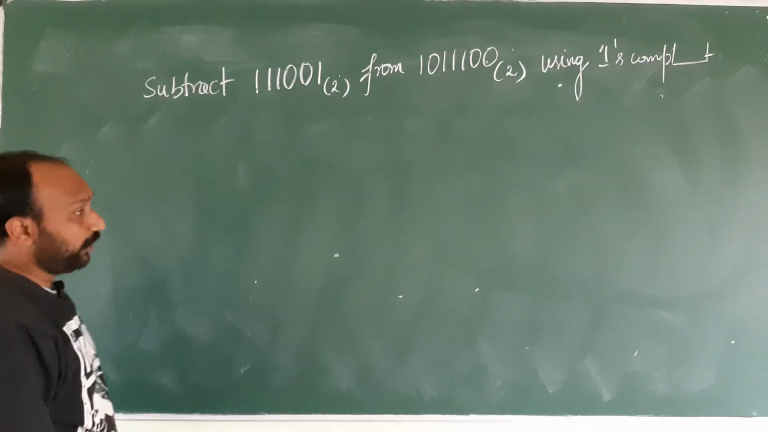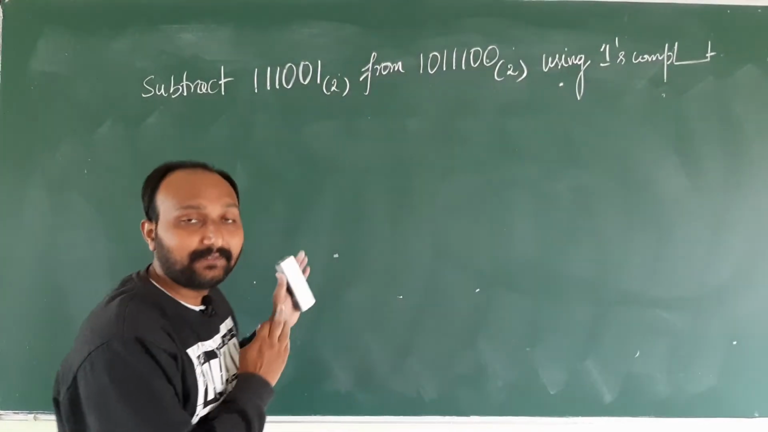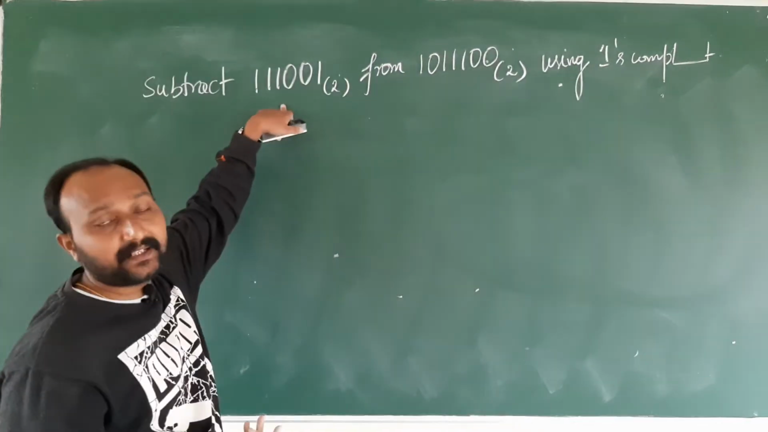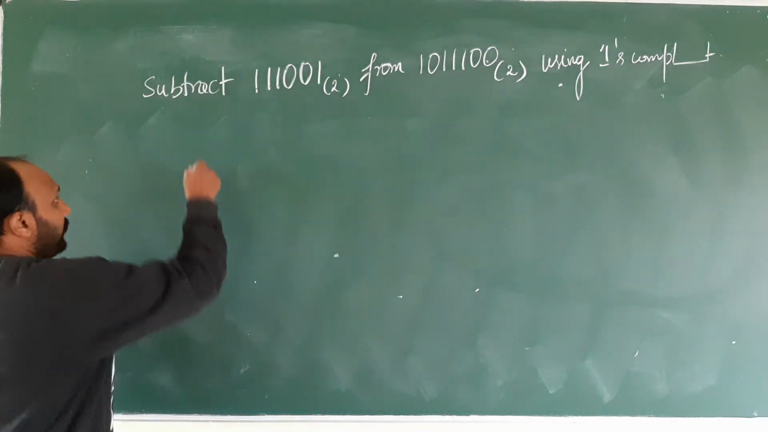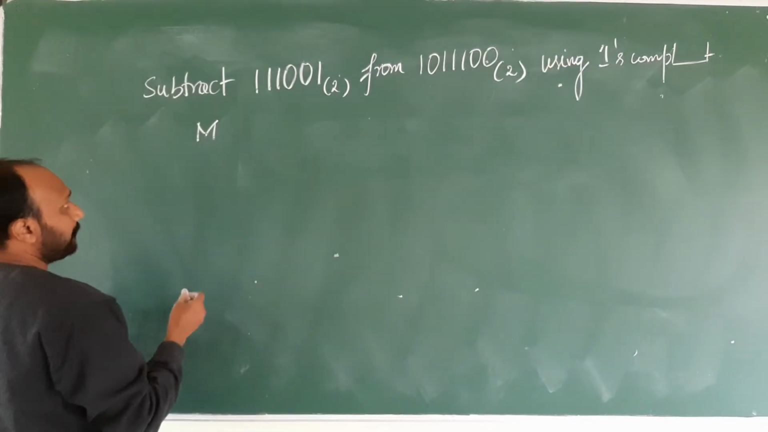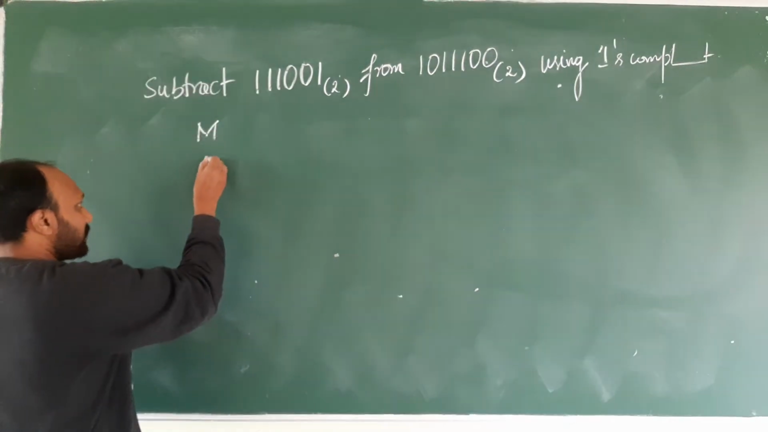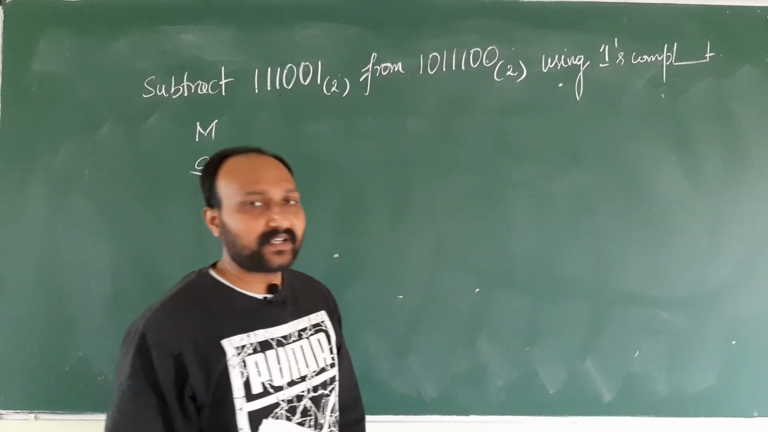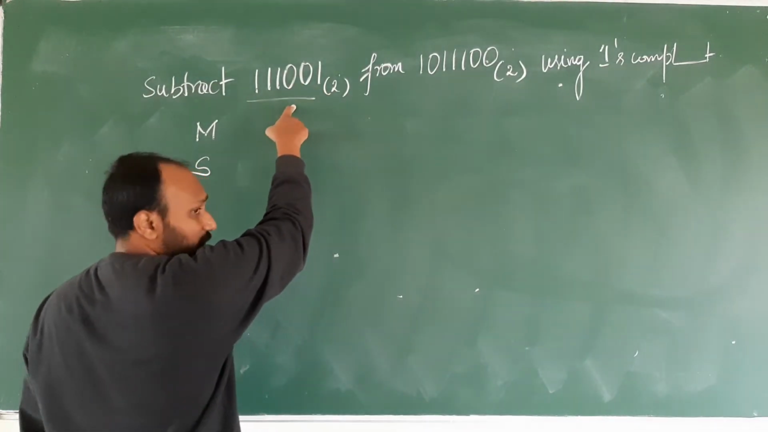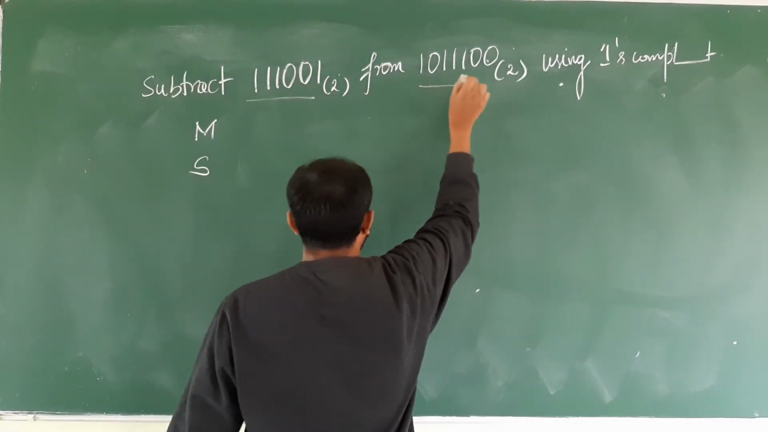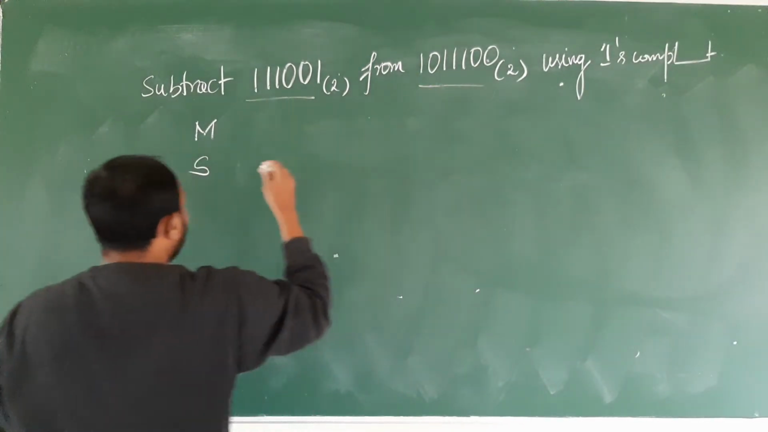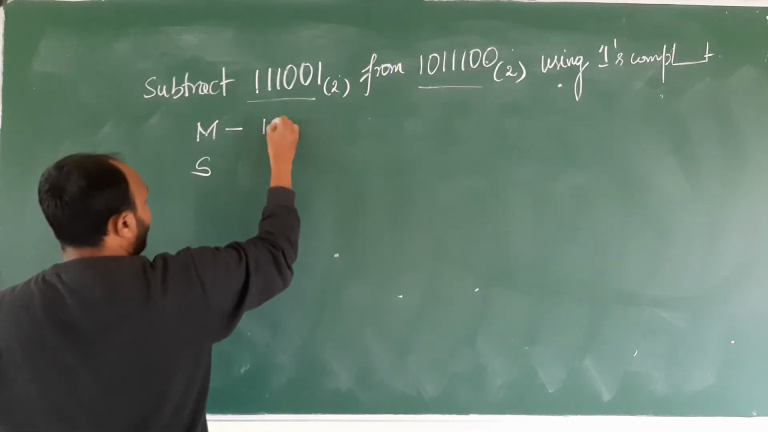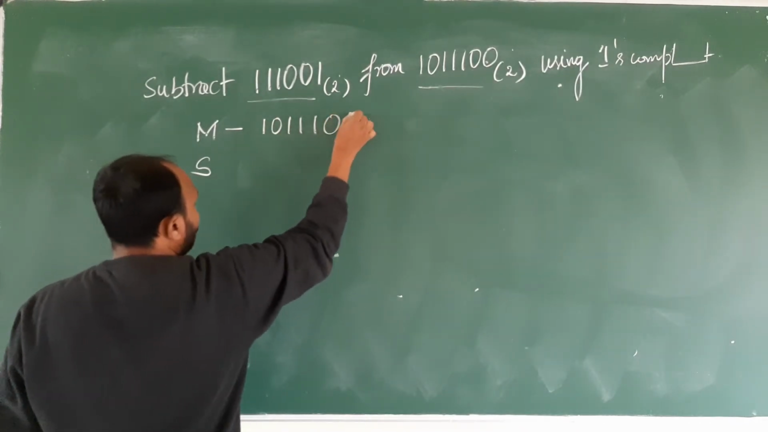Okay. So first, what we need to decide? Do we have to convert it into binary? No, we already have the values in binary, so no need for conversion. We need to decide which sequence of bits is the minuend and which is the subtrahend. We are subtracting this sequence of bits from this sequence of bits. So that's why this will be the minuend. So the minuend is 1011000.